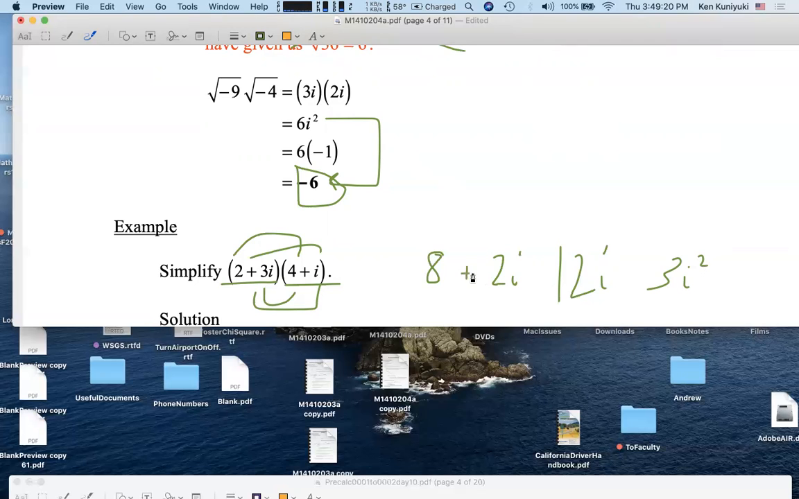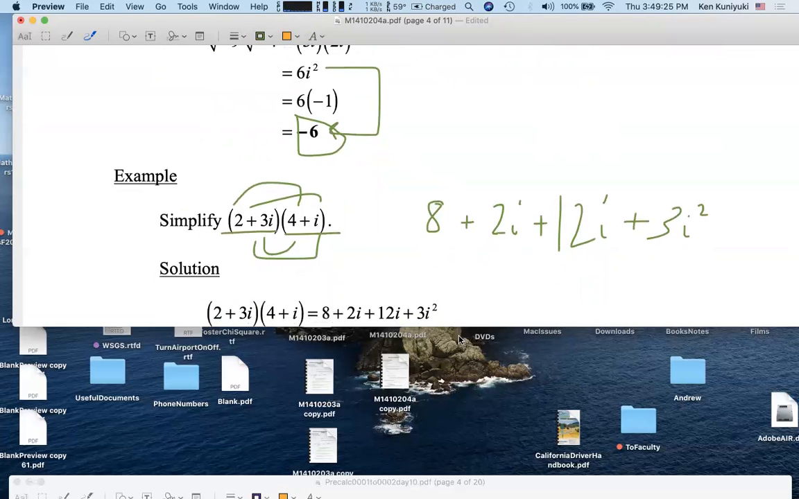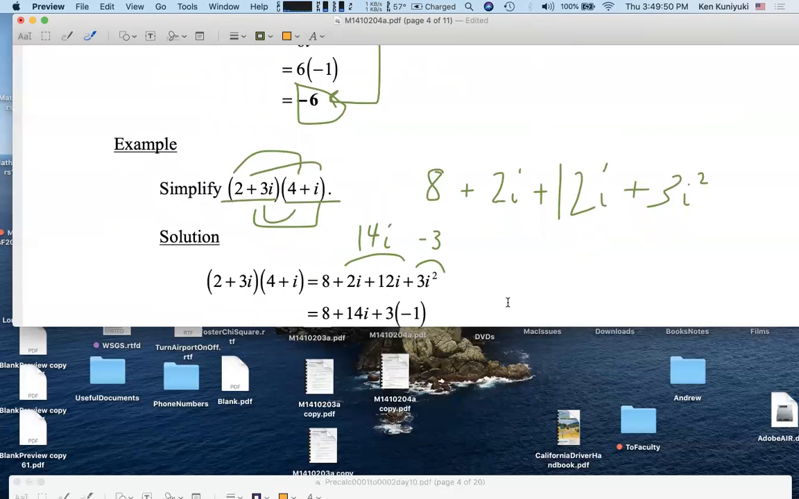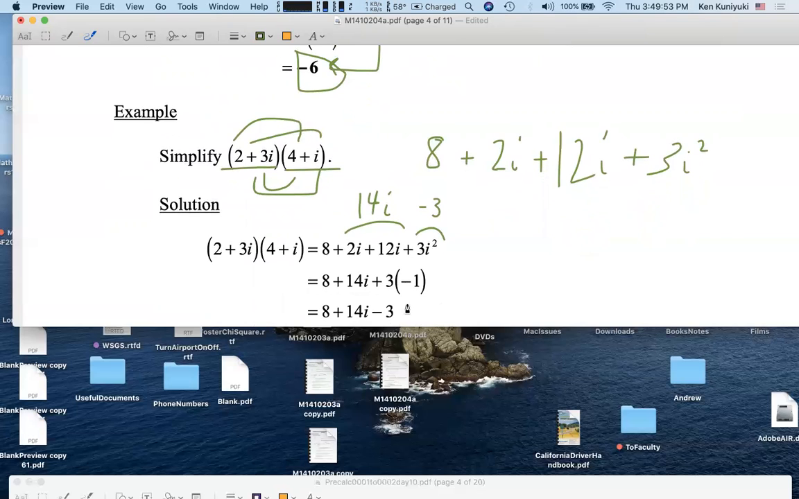And you put these together, FOIL. 8 plus 2i plus 12i plus 3i squared. Well, what's 2i plus 12i? That's 14i, just like 2x plus 12x is 14x. What's 3i squared? That's 3 times -1 or -3. Let's just consider that as -3. So we have 8 plus 14i minus 3.